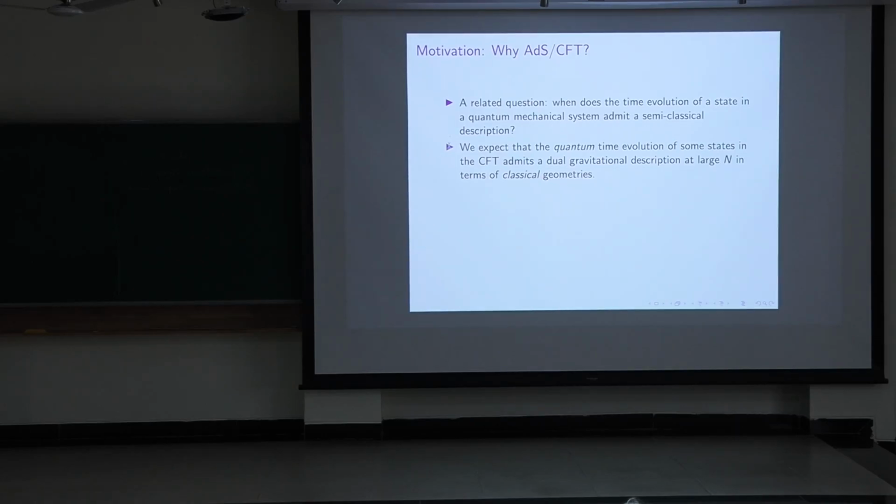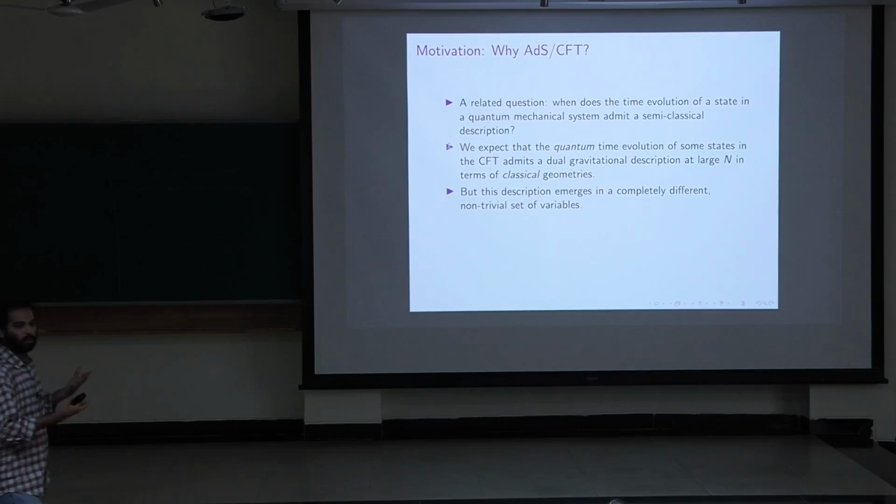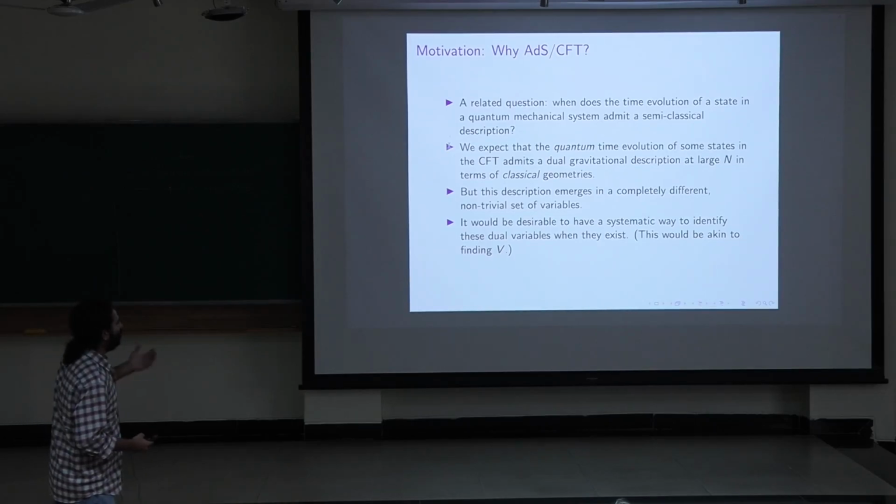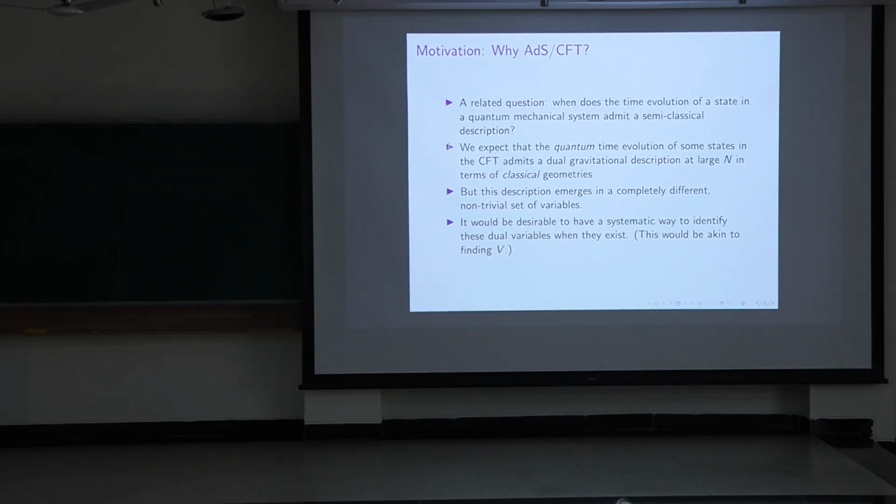Now in AdS, the reason this question is relevant is that in AdS/CFT, we know that the quantum time evolution of some states in the CFT admits a dual gravitational description at large N in terms of classical geometries. So at least in some sense, the time evolution of these states is classical. But this classical description emerges in a completely different set of non-trivial variables, namely the gravitational variables. And it would be nice to have a systematic way to identify these dual classical variables when they exist. This would be at least some progress towards understanding the AdS/CFT map.